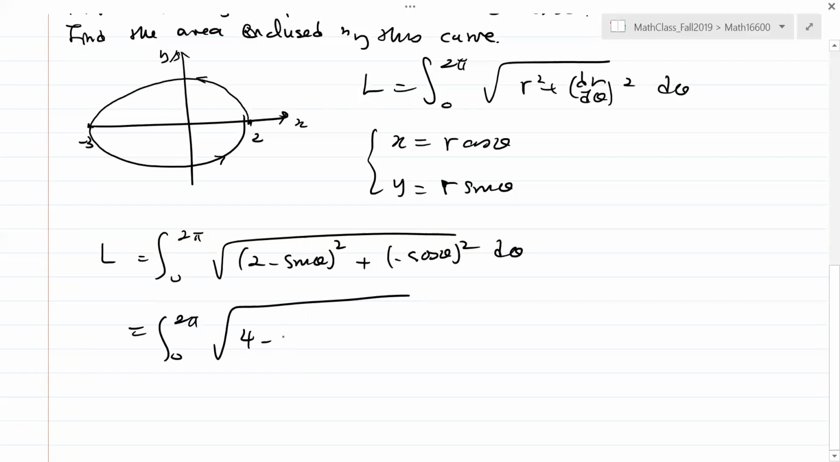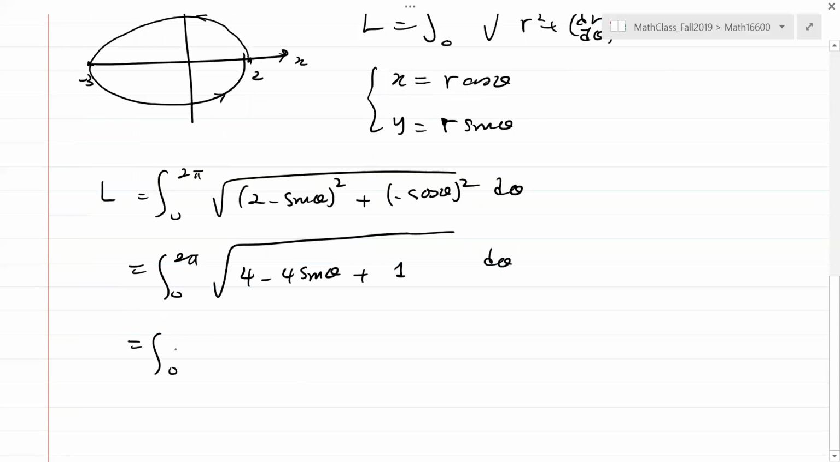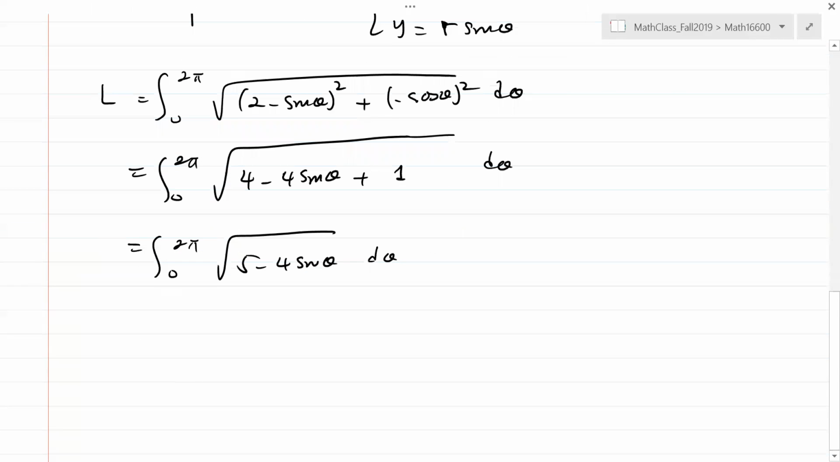So that will be 4 minus 4 sine theta, and sine squared theta plus cosine squared theta is just 1. So you end up with the integral of 5 minus 4 sine theta d theta. I'm not sure we're going to evaluate this type of integral.